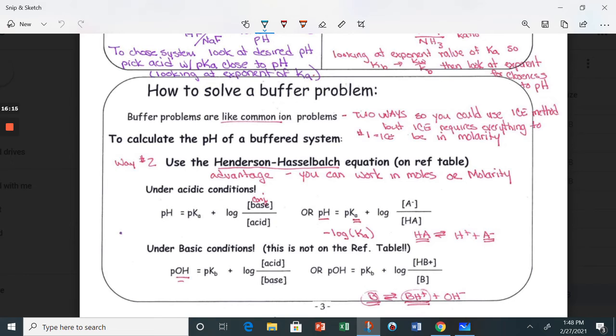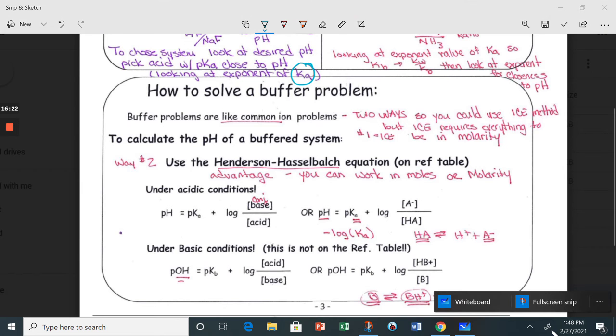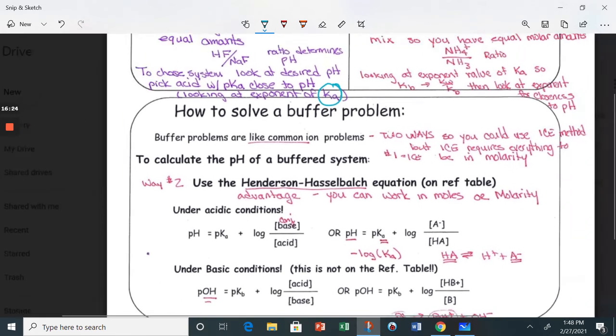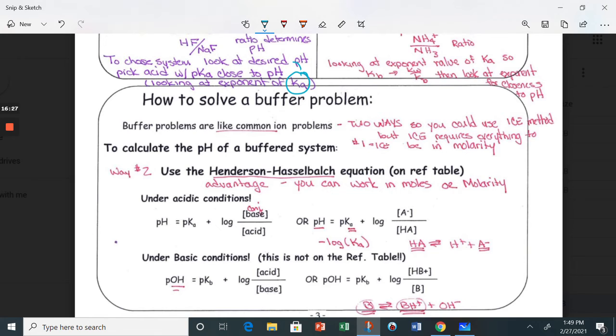All right, now if we look at the very top, to choose the right buffer system, we have to look at the Ka and the exponent of the Ka. And the exponent of the Ka is really your pKa, right? Remember, pKa is equal to negative the log of the Ka. So pKa focuses on the exponent because you're doing the log of.